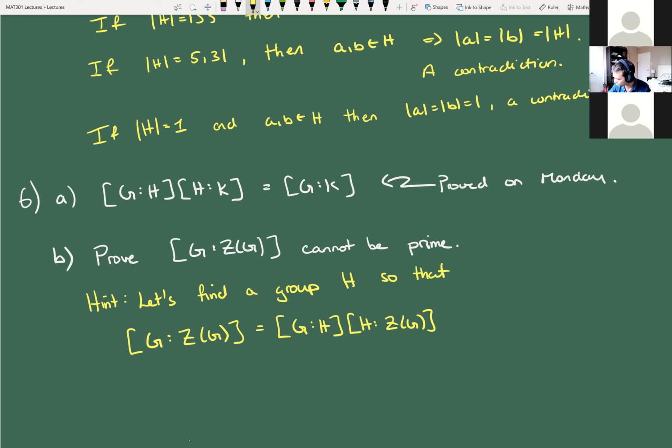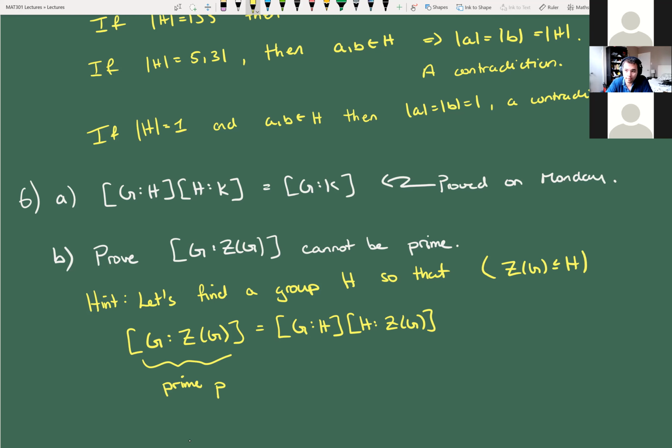In particular, this tells me that Z of G must be a subgroup of H, right? We just can't do this with anything. We need to have that Z of G is a subgroup of H so that I can write this. Now, if I can write this down, we're going to assume for the sake of a contradiction that this thing here is prime. So if that's prime, what does that tell us about the right-hand side? Let's say it's a prime P. What does this tell us about the two numbers on the right? One of them is a 1 and one of them is a P.